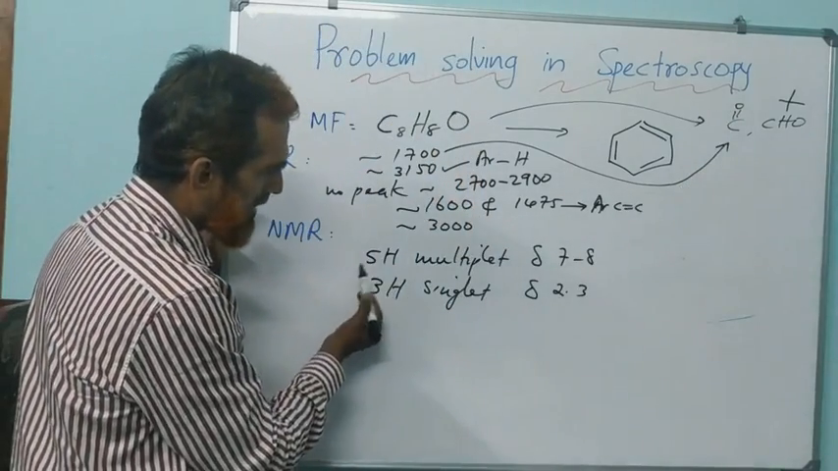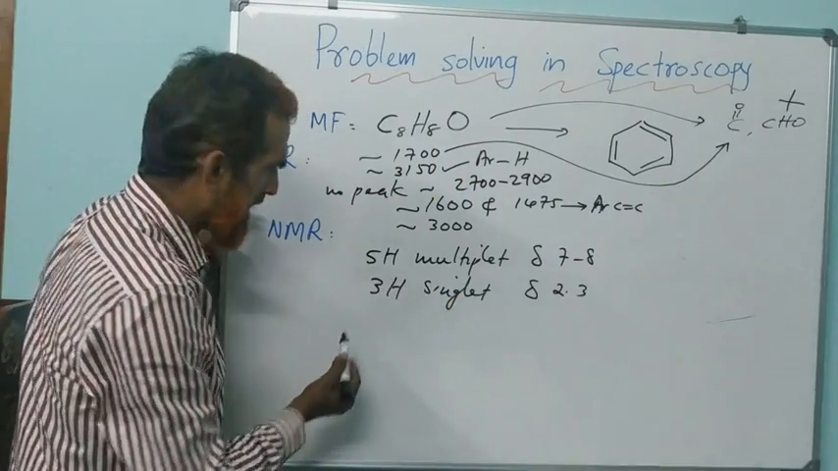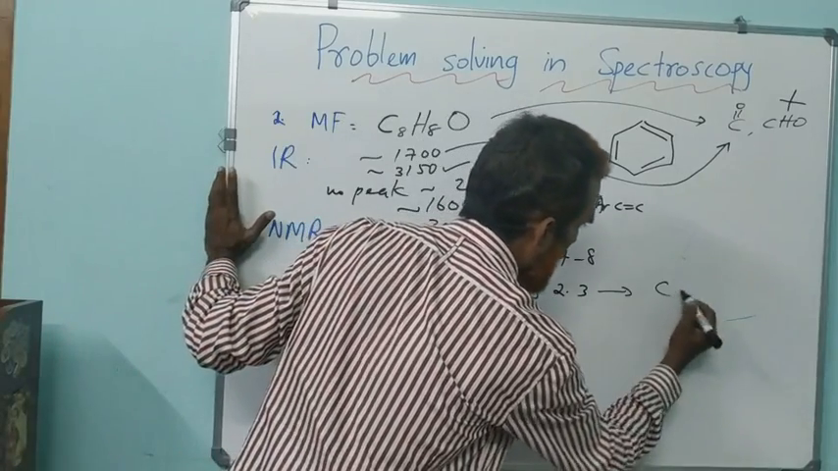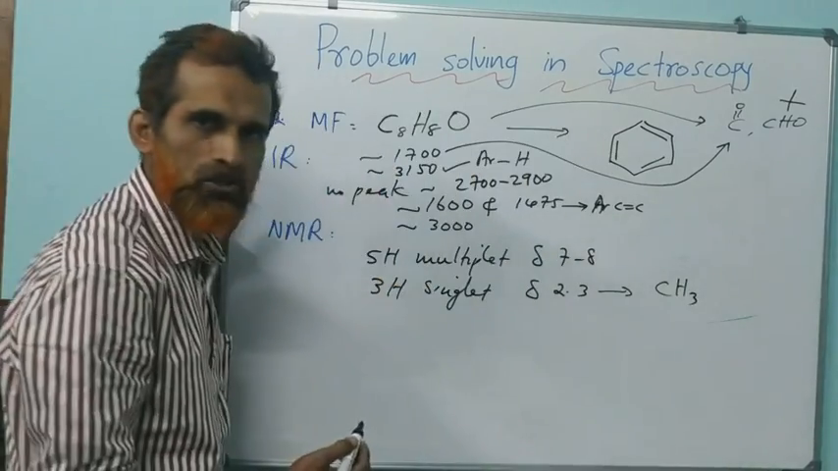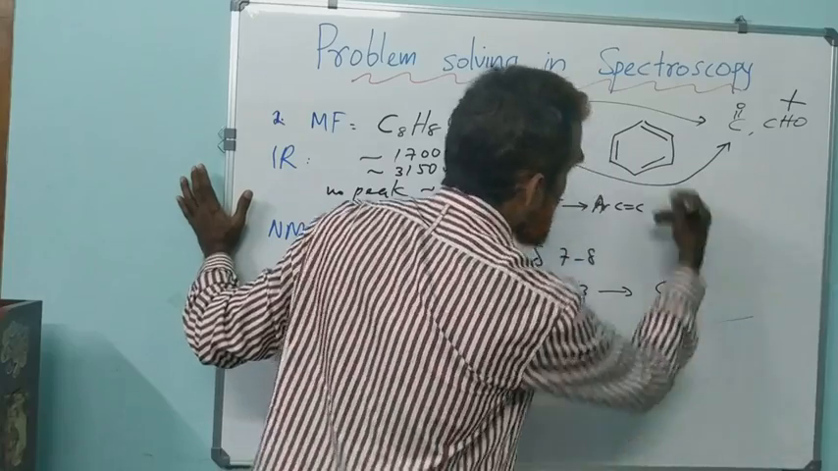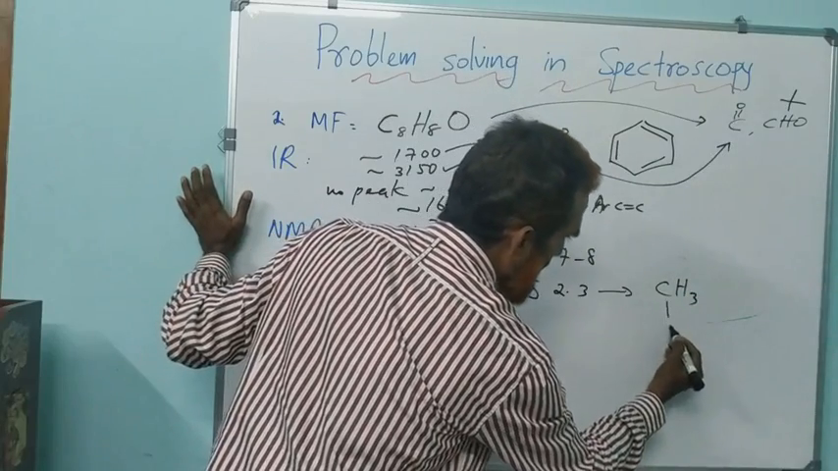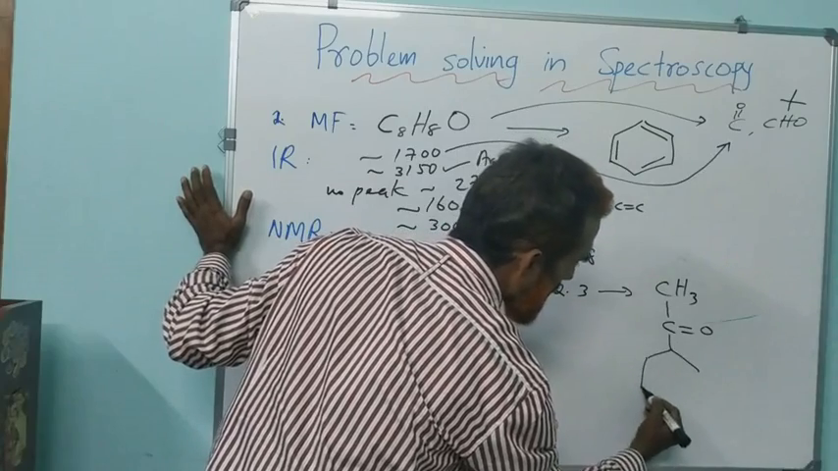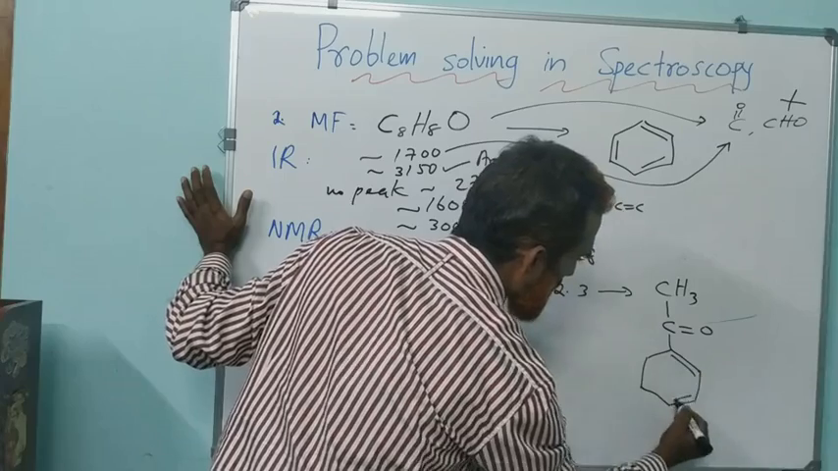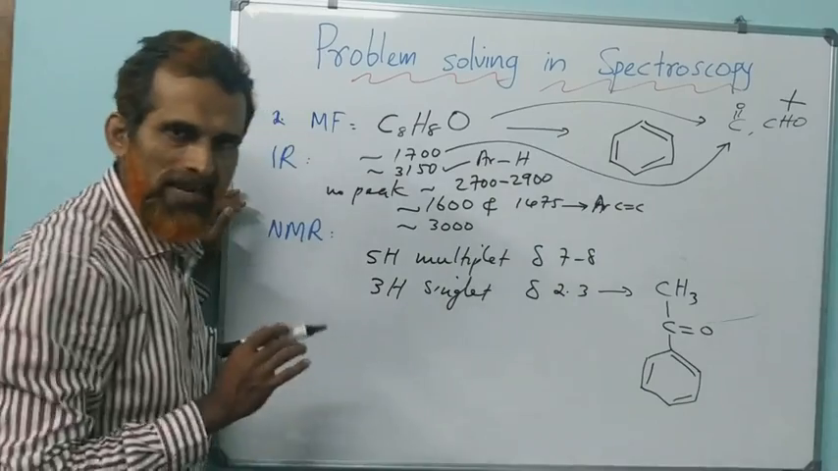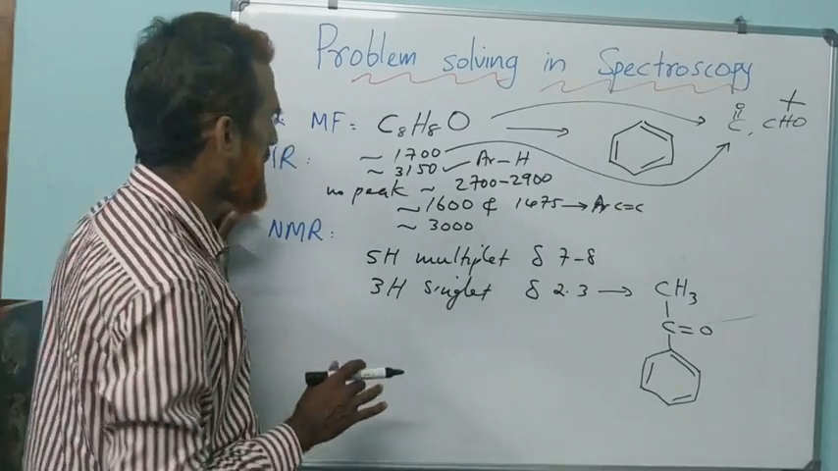You can look at the NMR data. The 3 proton singlet indicates the presence of CH3, that is also there. So we can easily deduce the structure. You just connect them. Since it is a ketone, it should come in between. So the compound is only this. What is the name of this compound? This is acetophenone.